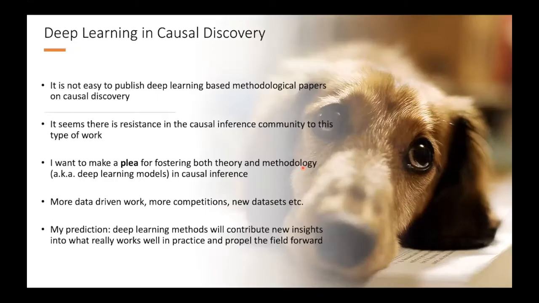Now, this is basically precisely the same message as Sunjung was talking about. It is not easy to publish deep learning based methodological papers on causal discovery. And that's similar to, I'm sure, causal discovery in computer vision. I think we see a sort of a split of a community. There is a bit of resistance in the causal inference community to this type of more methodological work. And I think that's a pity.